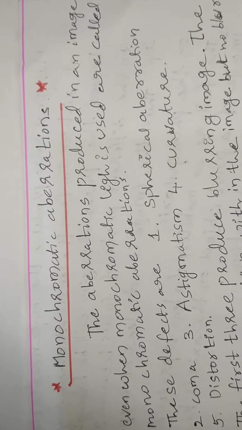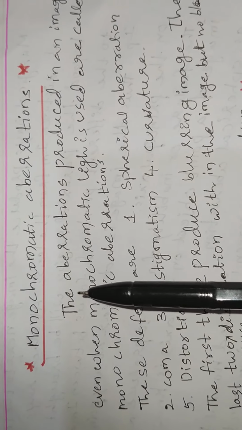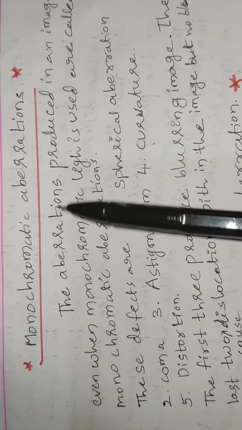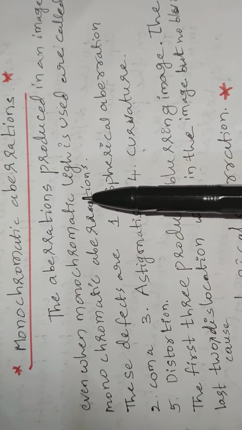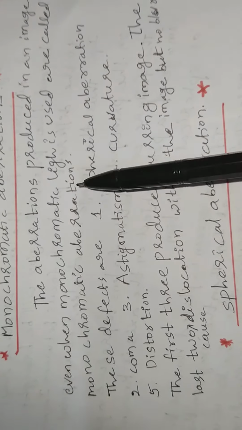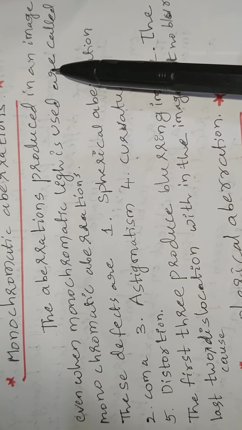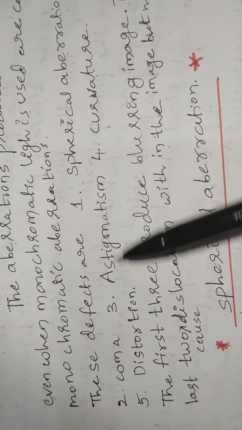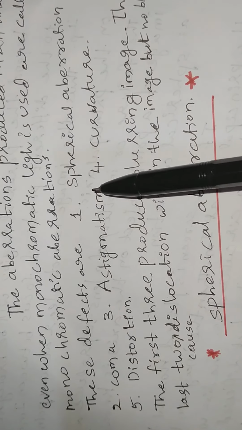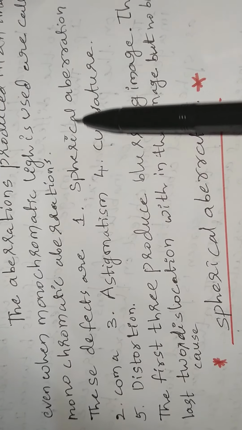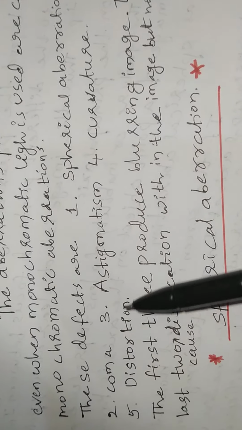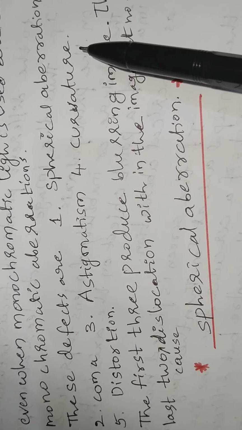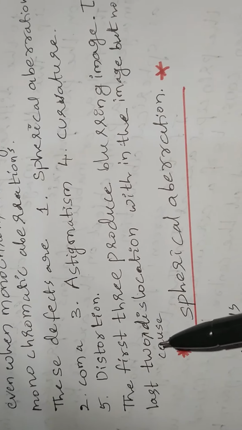Good afternoon, students. Now we discuss the lecture on monochromatic aberration. If the light is monochromatic, then the aberrations produced in an image are called monochromatic aberrations. Monochromatic aberrations are of five types: first, spherical aberration; second, coma; third, astigmatism; fourth, curvature; and fifth, distortion.